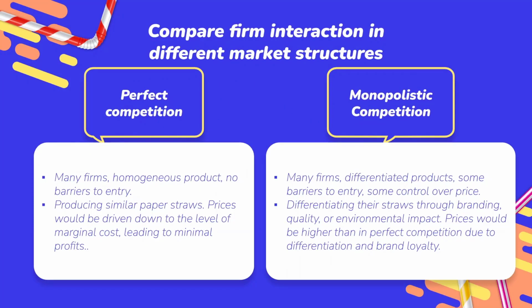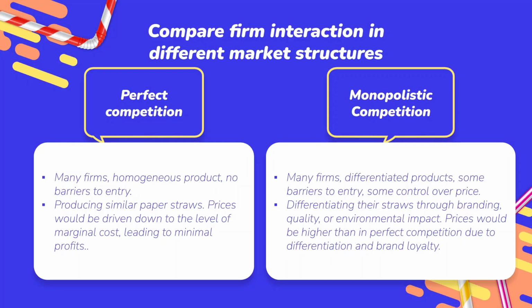Comparing firm interaction in different market structures. In perfect competition, there are many firms, homogeneous products, and no barriers to entry. Producing similar paper straws, prices would be driven down to the level of marginal cost, leading to minimal profits.